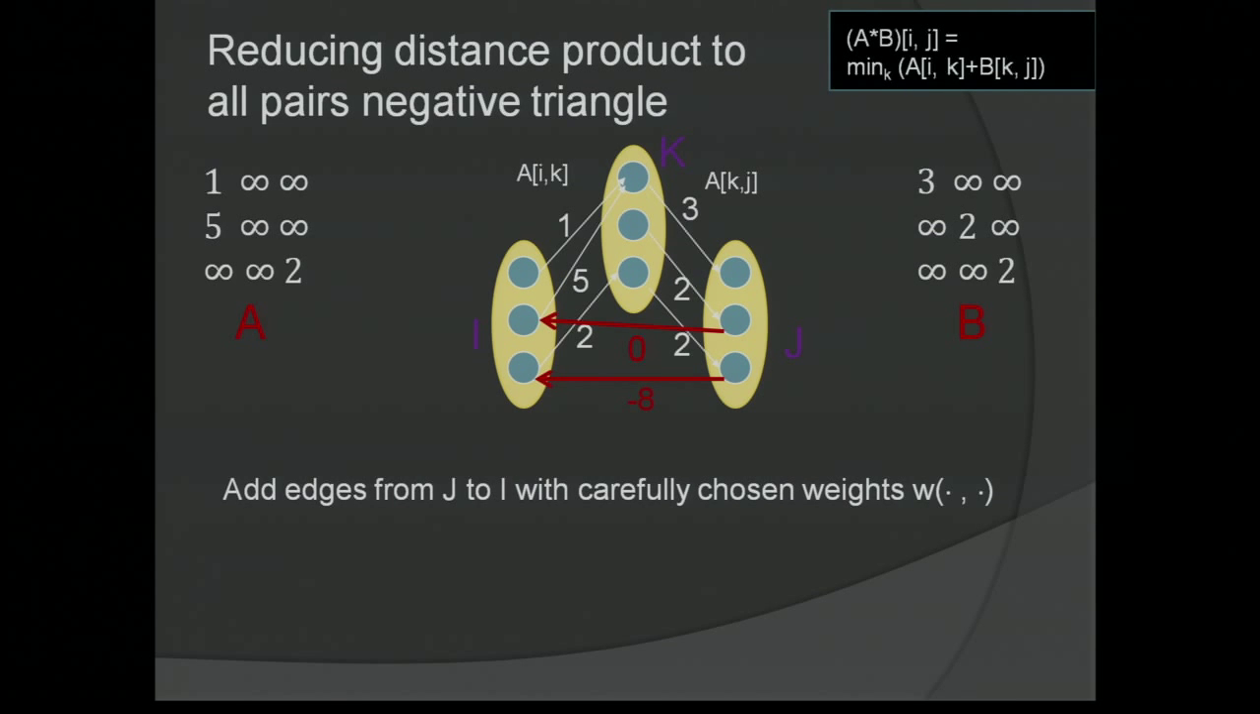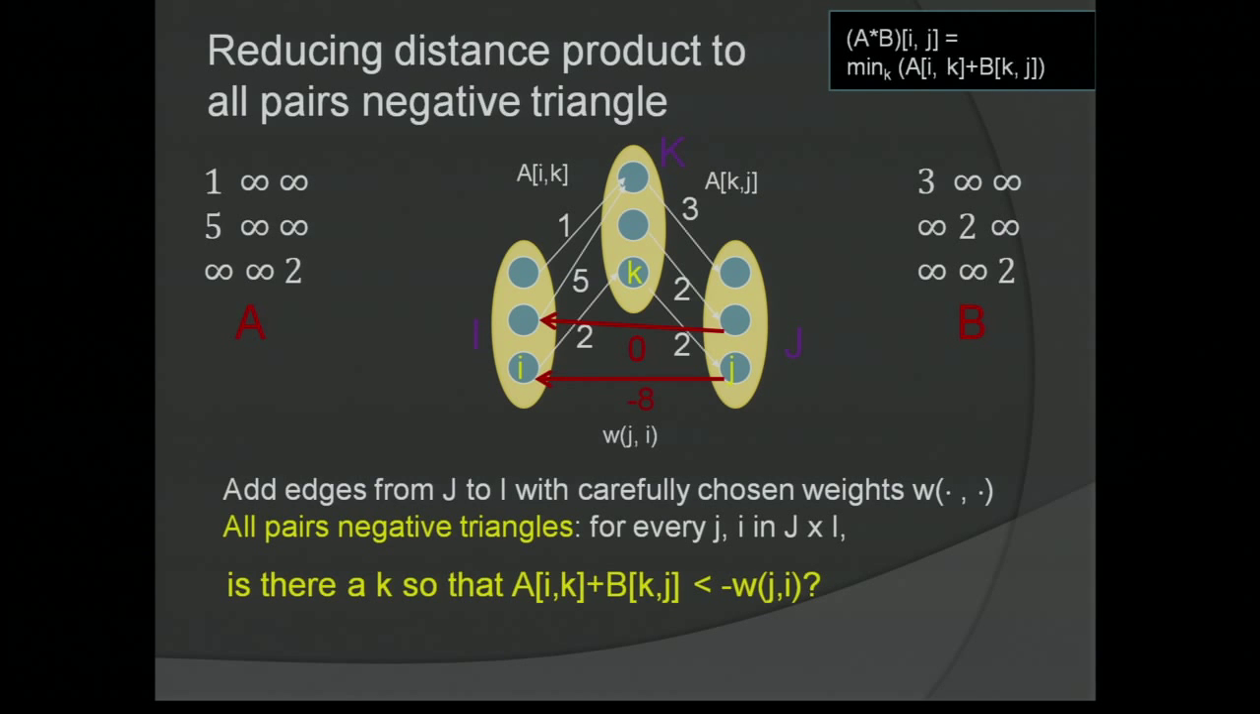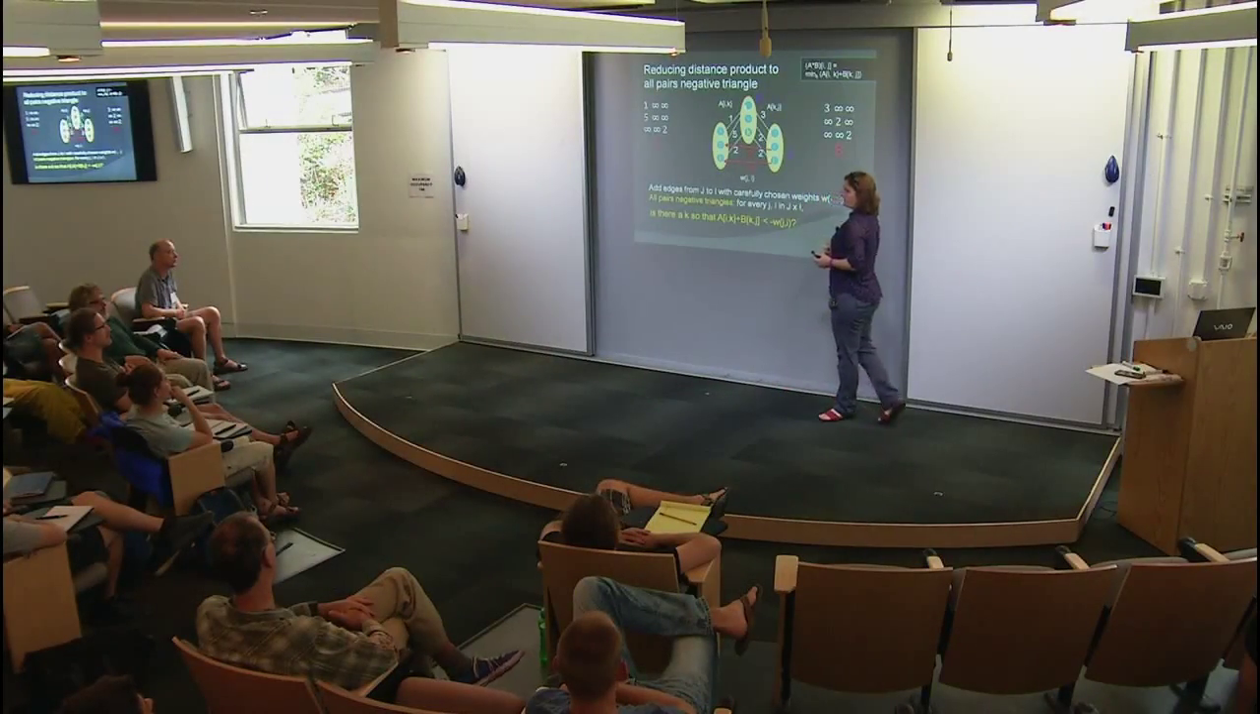Suppose I start putting edges between J and I, carefully picking some edge weights to put on them. So I start with this graph, and I start adding new edges. And now what do these new edges tell us? If we take this graph and we put the new edges and feed it to an algorithm that solves all pairs negative triangles, in particular, it will tell me for every pair of nodes i and j in these two partitions, is there some k in here such that i, j, and k form a negative triangle?